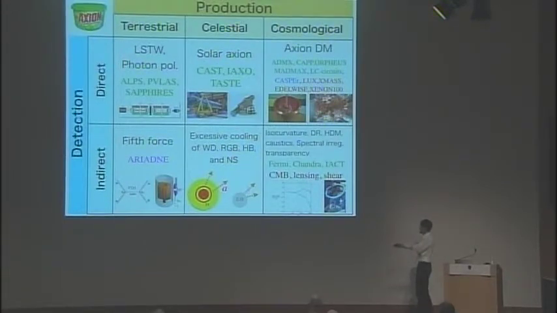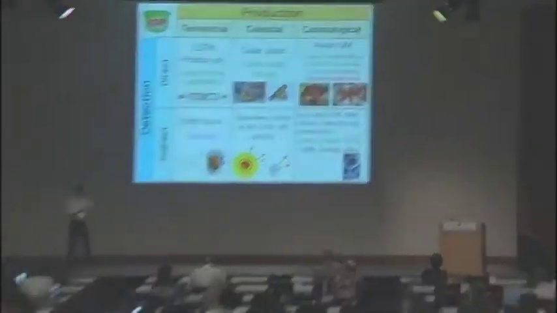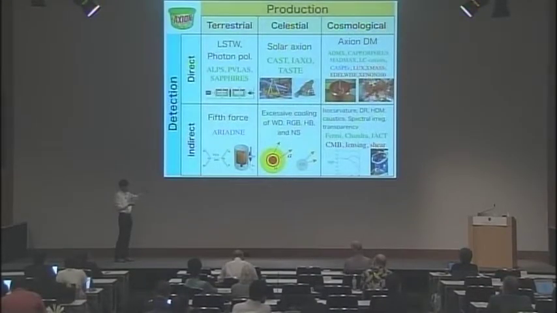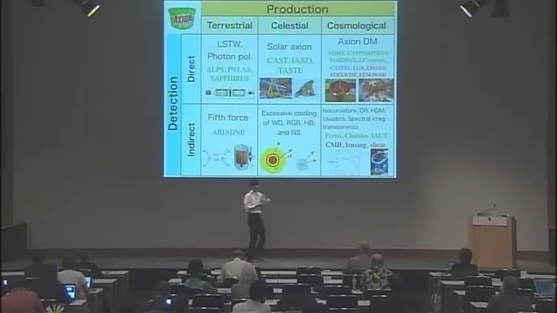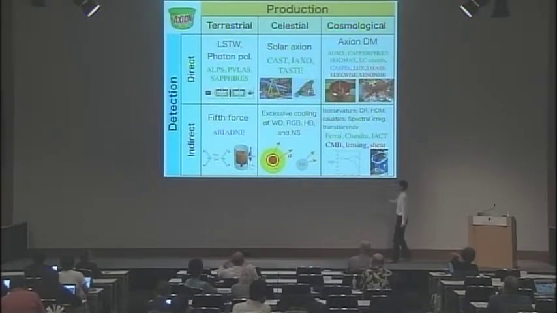Due to limited time, I cannot explain all of this, but for instance, if you take the terrestrial production and direct detection, one of the experiments in this category is the so-called light shining through the wall experiment. This is a very fancy experiment. You apply the laser at the wall, and you apply the magnetic field. Then some of the photons are converted to axions, and because the axion is very weakly coupled to ordinary matter, the axion just passes through the wall. On the other side of the wall, you apply a magnetic field again, the axion is converted back to photons, and this type of experiment tries to find those converted photons.